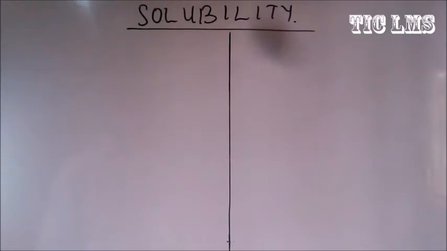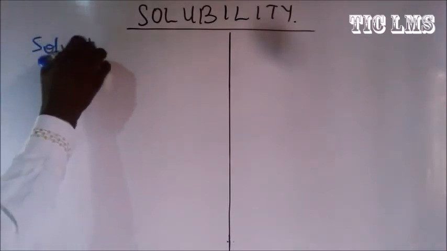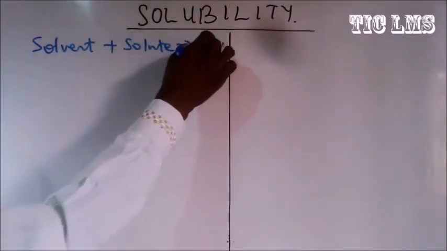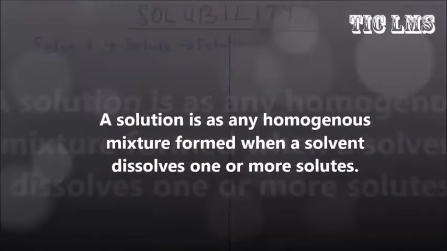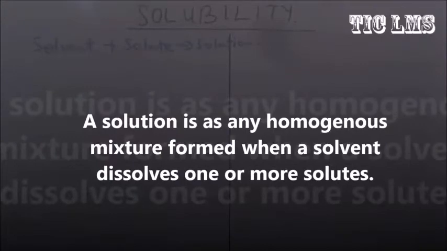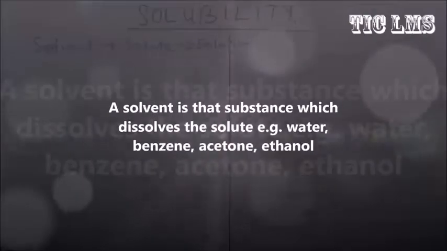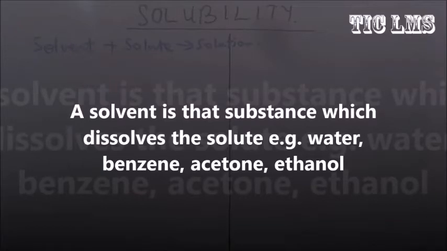Now, when we hear solubility, what comes to mind is solution. And we have a solvent which dissolves a solute to produce the solution. A solution is any homogeneous mixture which is formed when a solvent dissolves one or more solutes, while the solvent is the substance which dissolves the solute. We have a popular universal solvent, which is water. Other solvents include acetone, ethanol, etc.